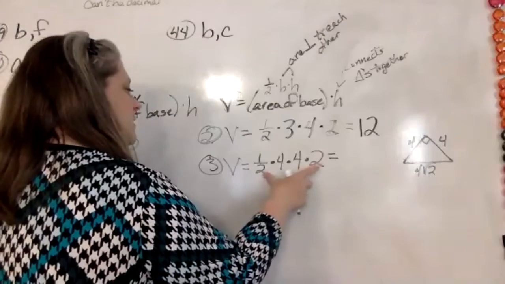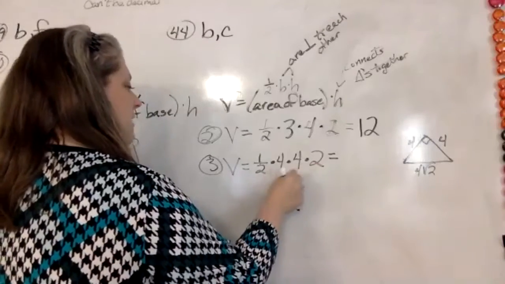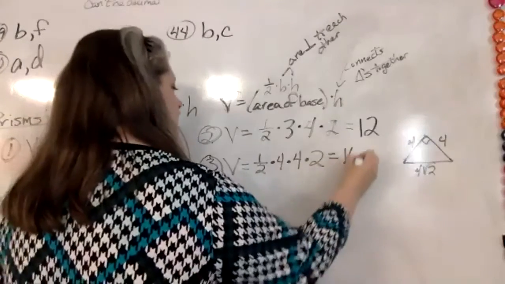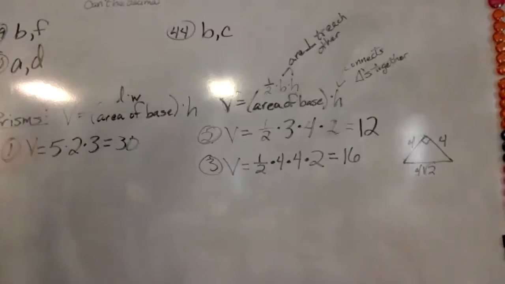The 1/2 and the 2, hopefully you realize, will cancel out. So 4 times 4 is 16 for your volume.